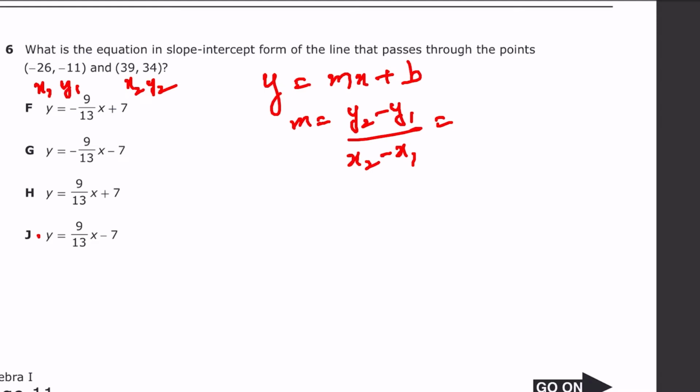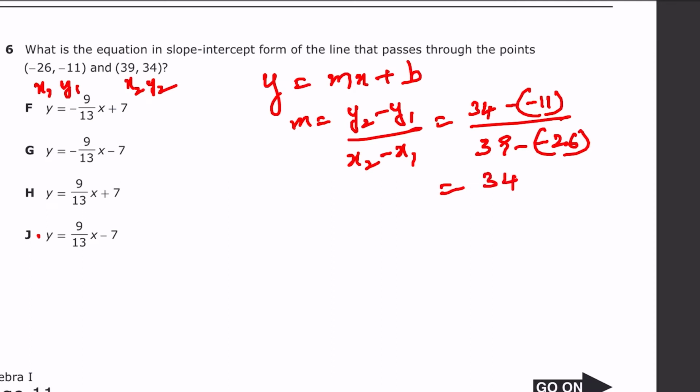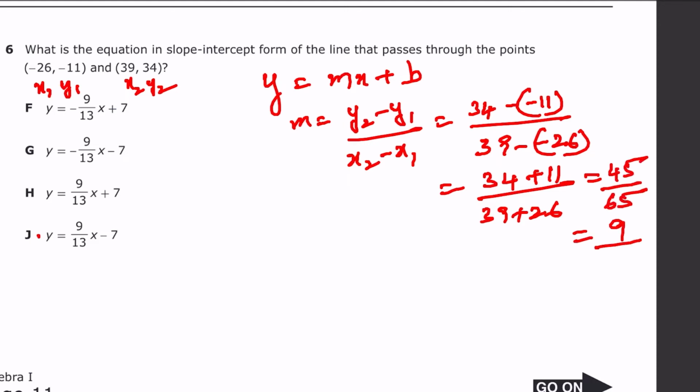So when you substitute here, you are going to get 34 minus of minus 11 divided by 39 minus of minus 26, which is equal to 34 plus 11 divided by 39 plus 26. So now you are getting 45 divided by 65. 5 9s are 45, 5 13s are 65. So we now got the slope as 9 by 13. So it's a positive slope.